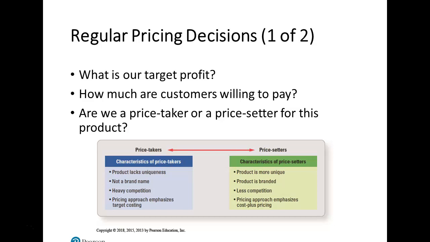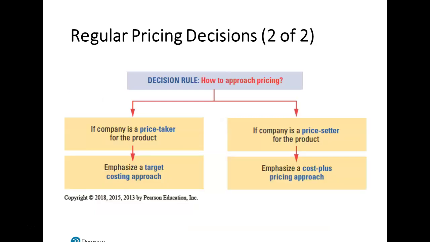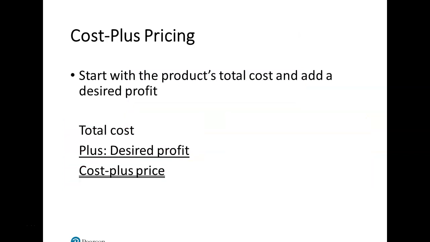And there are the characteristics noted below. Are you a price setter for a product? In some cases, really rare cases, some organizations have a product where they actually set the price. For the most part, I would think they're going to be a price taker. But look at the characteristics of those. It's kind of important to see which you are, because with your approach to pricing, if you're a price setter, you're going to emphasize a cost plus approach. If you're a price taker, you're going to use a target costing approach. And we're going to look at both of those in just a minute.